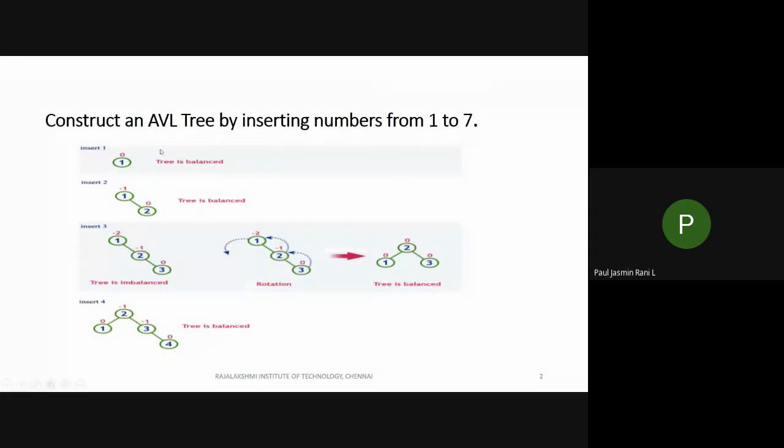In this example, we are going to construct an AVL tree by inserting numbers from 1 to 7. We have the numbers 1, 2, 3, 4, 5, 6, 7, and in this order we are going to construct the AVL tree. Let us see what happens. What is the first number to be inserted? That is 1.